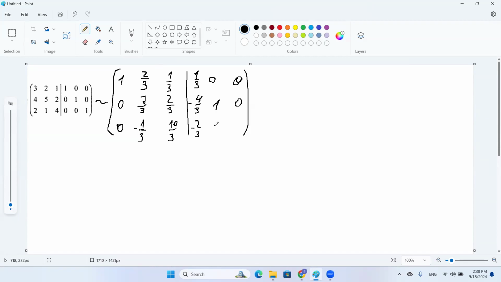Here actually we have just a 0, so nothing changes, and here as well, because we have 0. Okay, and now we need to achieve 1 here and zeros here.